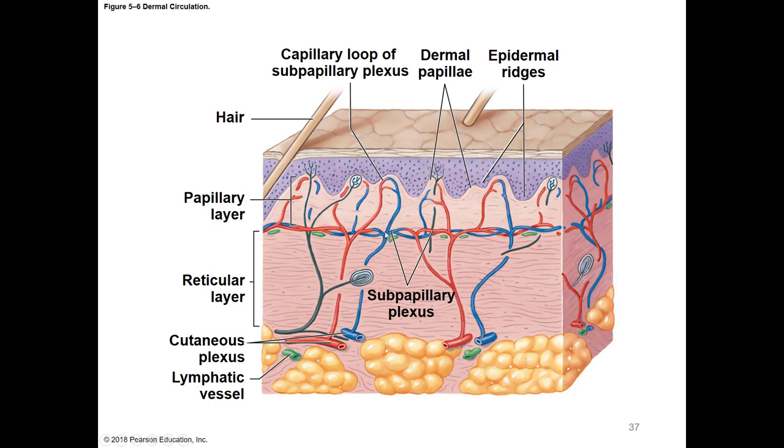All of these drain back down to the vein in the cutaneous plexus. There is a loop that they take, and as we head up close to the epidermis, we'll be able to diffuse oxygen and nutrients right into the epidermis without actually crossing into it.